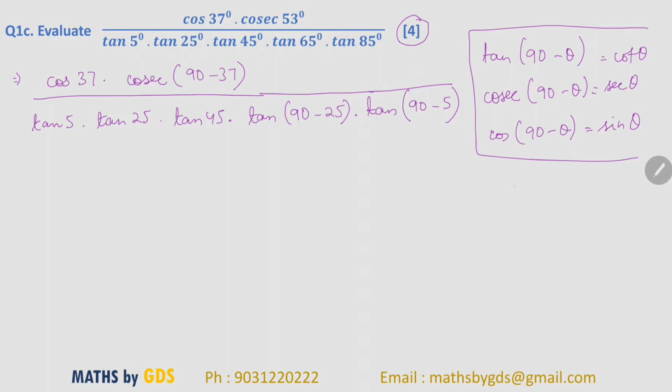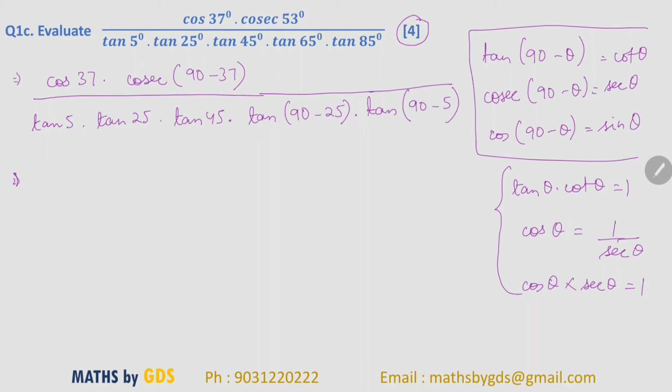Alright, why we are doing this? Because we know that tan theta into cot theta is 1. Alright, and cos theta is 1 by sec theta. Alright, so cos theta into sec theta is also 1. Alright, now these are a few more different identities that we'll be using.